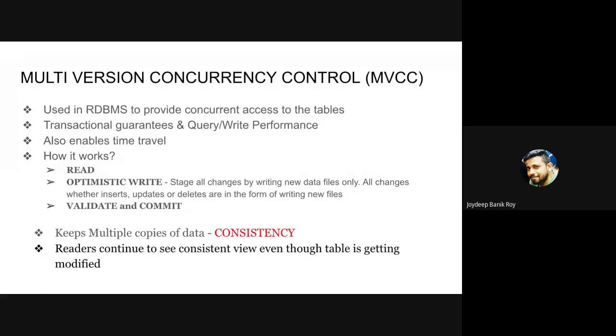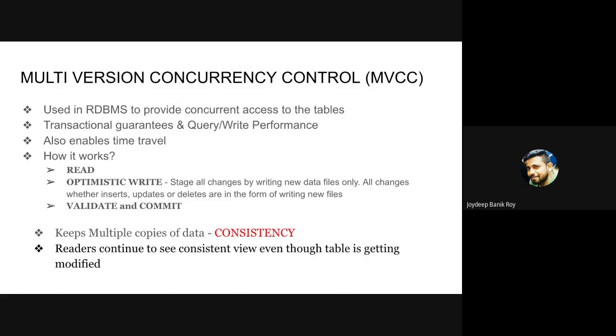So the idea here that I was trying to explain is everything is an optimistic write. You stage all the changes first, write new data files, right? Whether it's insert, update, delete, everything, right? And then you validate, okay, somebody else has written or not. If not, that new version is written. So across versions, you have the capability to time travel, right? I hope. Yeah. So that's how the consistency piece is maintained, okay?